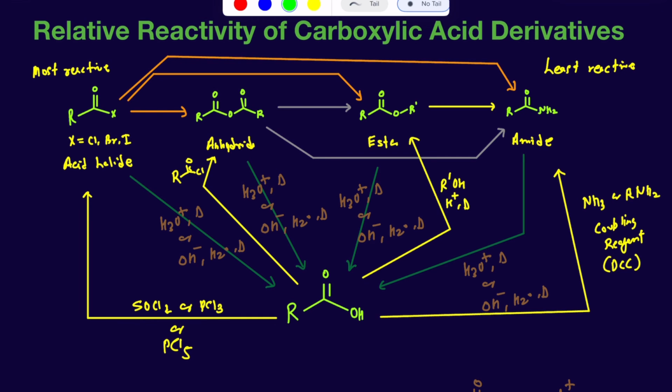So I'm not going to talk about the mechanism, but just understand the big picture: how you can go from one carboxylic acid derivative to another carboxylic acid derivative, and what their reactivity orders are.